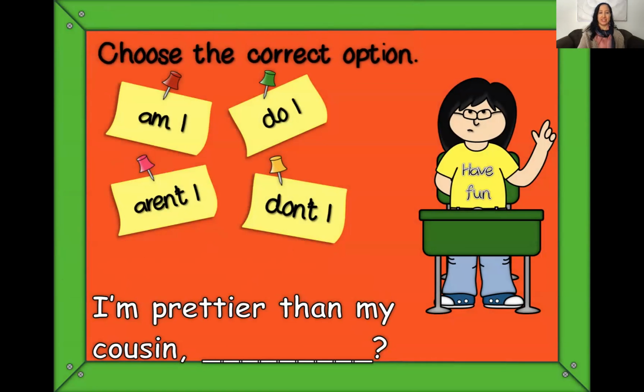Choose the correct option. I'm prettier than my cousin. Which one? Find your verb, find your pronoun. Aren't I? Remember the verb to be, I am. Be plus I equals are. Remember, are I or aren't I? Remember, positive with negative.